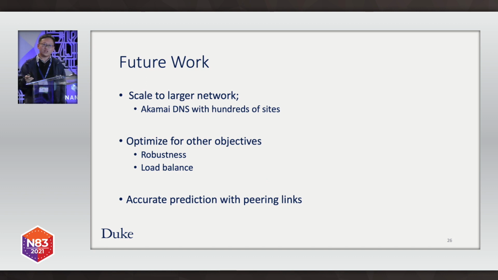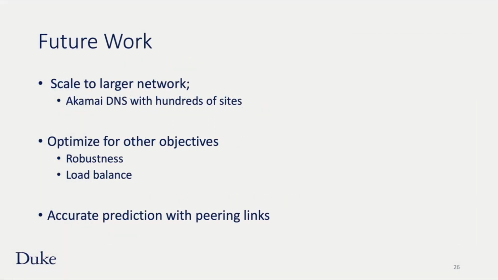But there are also several future works for this project. First, it's very hard to adapt AnyOpt to a larger Anycast network. For example, Akamai DNS has hundreds of sites around the world, but the pairwise or two-level method can consume too much time to finish. In this project, we only consider round-trip time as the objective, but sometimes for Anycast services, robustness and load balance can also be very important for the SLA. And for the combinatorial problem of the peering links, we still cannot achieve accurate prediction.